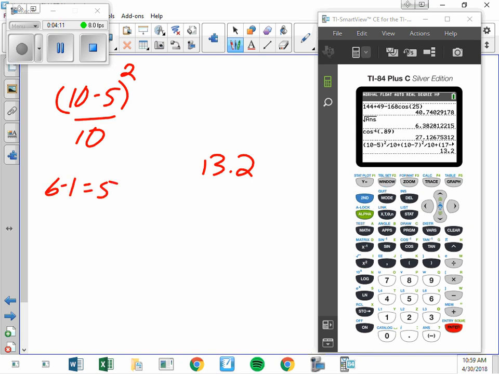I go to 5, and then I go over to 13.2. Where would that be? Between 5 and 1. So we should reject the null and say that there is a statistically significant difference. But it's not highly significant. Right? It's just significant.